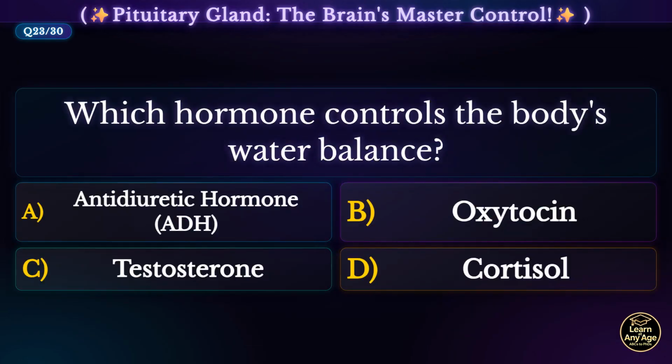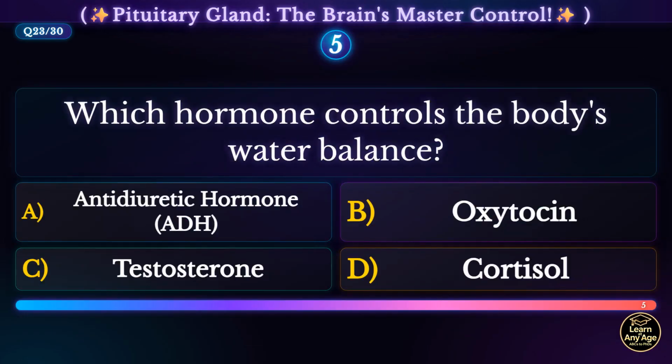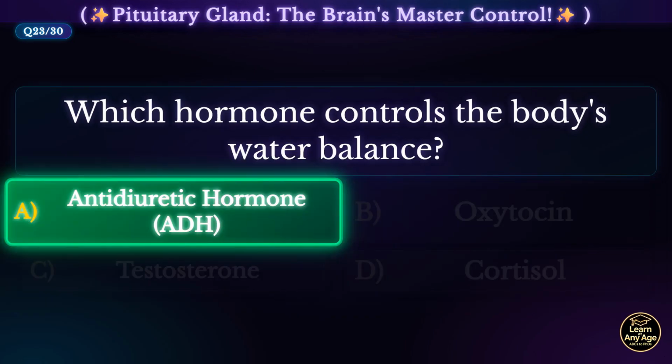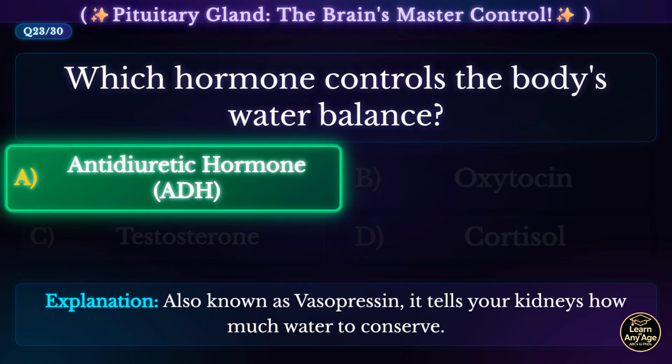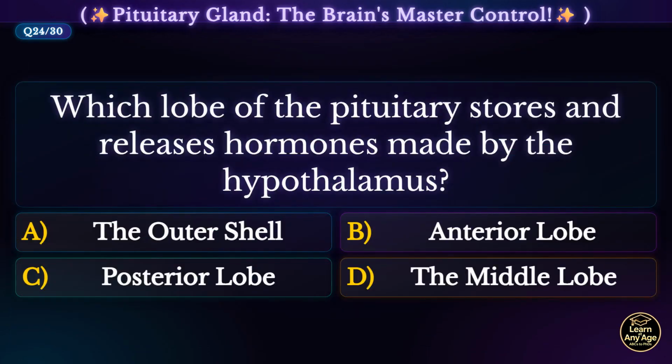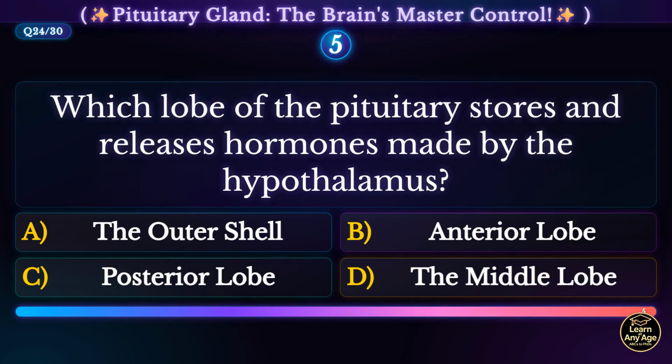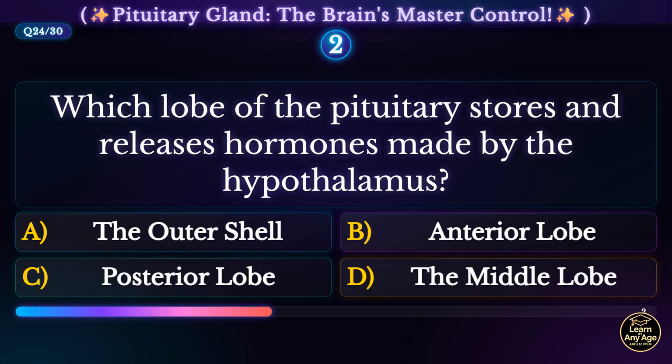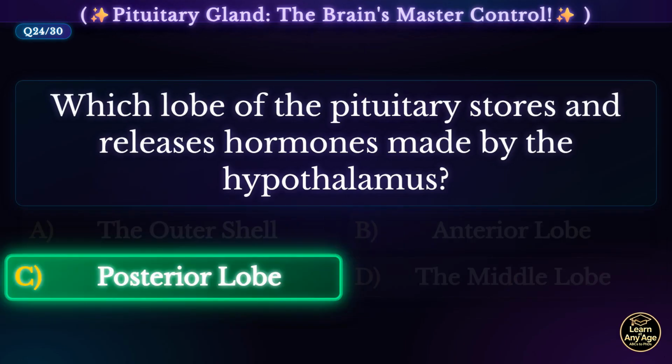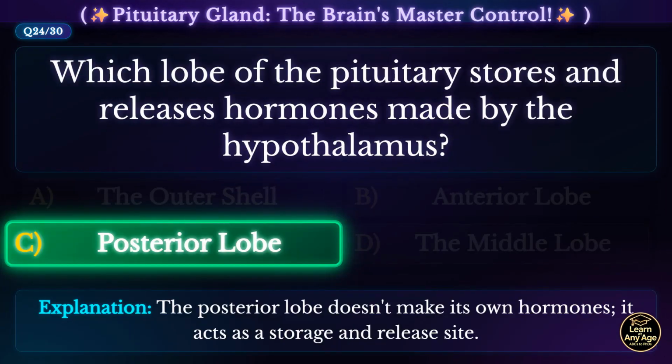Which hormone controls the body's water balance? Antidiuretic hormone, ADH. Also known as vasopressin, it tells your kidneys how much water to conserve. Which lobe of the pituitary stores and releases hormones made by the hypothalamus? Posterior lobe. The posterior lobe doesn't make its own hormones, it acts as a storage and release site.